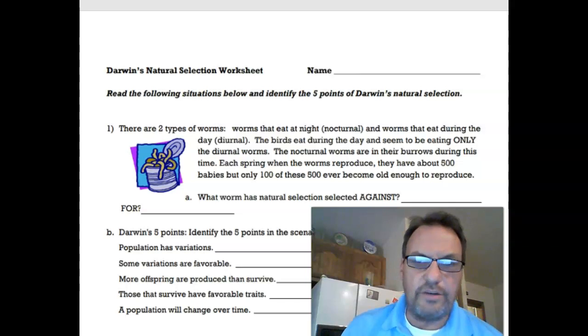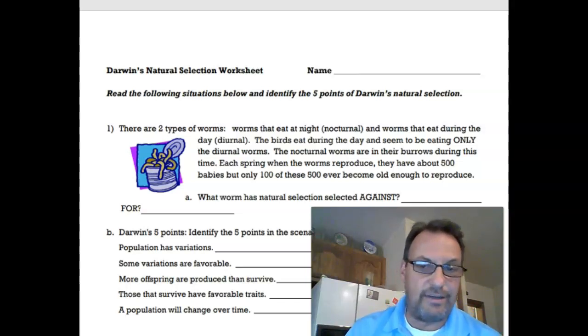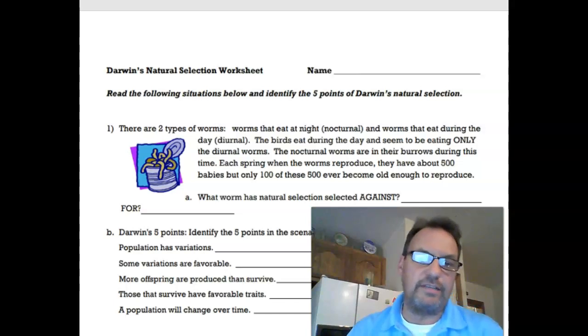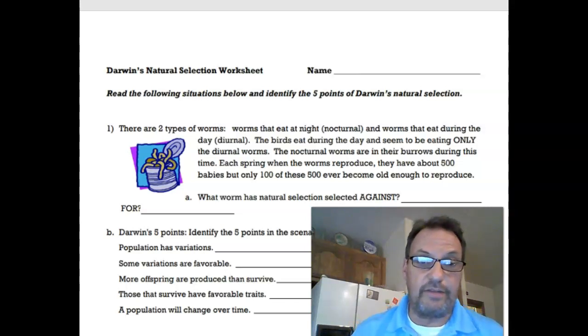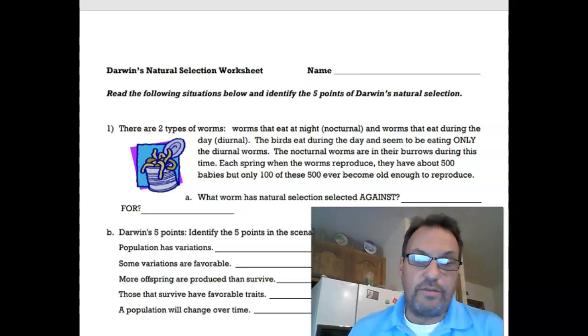And so those are very nocturnal creatures. And then there's also a variation of worm that eats during the day, and this is called diurnal. This is actually a word that's really more foreign. It's not used near as much as nocturnal, but the opposite then is diurnal. And the birds eat during the day. So obviously, which of the worms will the birds be eating? They're eating the ones that are out of their holes, and they are the diurnal ones. The nocturnal worms, they're down in their burrows during this time.